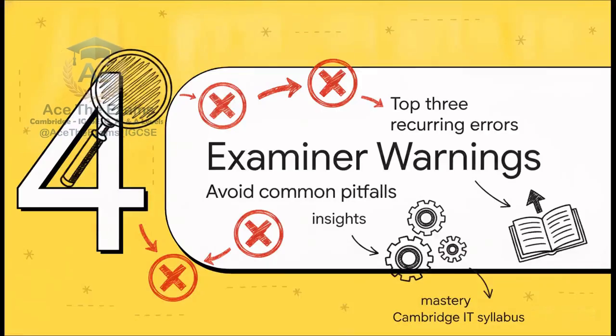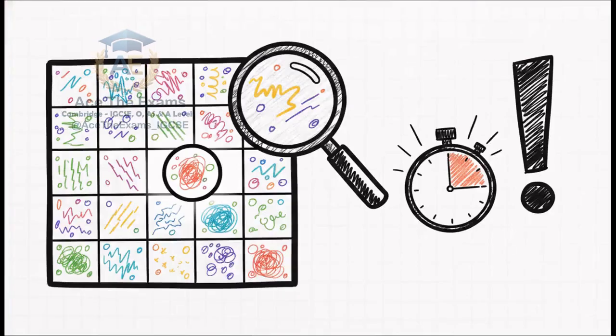Let's get into Section 4, Top 3 Examiner Warnings, Avoiding the Common Pitfalls. Let's step directly into the examiner's shoes for a minute and look at the top 3 recurring errors pulled directly from the principal examiner reports year after year. If your answers are vague, poorly formatted, or totally ignore the specific exam context, you are just leaving guaranteed marks on the table. Let's run a quick interactive workshop right now.